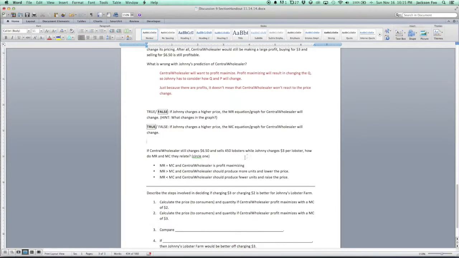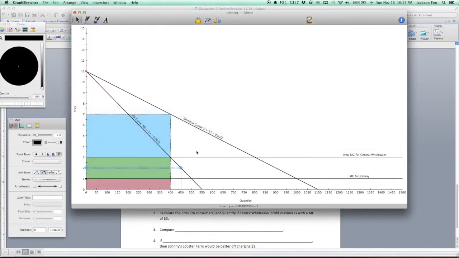Okay, we don't have to do that because the question right now we're asking is, how do MR and MC relate? So these dotted lines really just tell you what the central wholesaler's MR is when they sell 450 lobsters. Okay, and because the MR curve never changed, that marginal revenue at 450 will still be $2. So this is the MR. Okay, I'm just going to label it for clarity's sake: MR at Q equals 450.